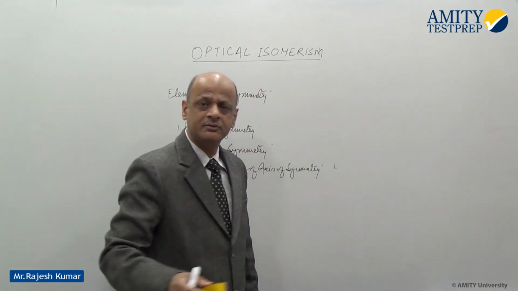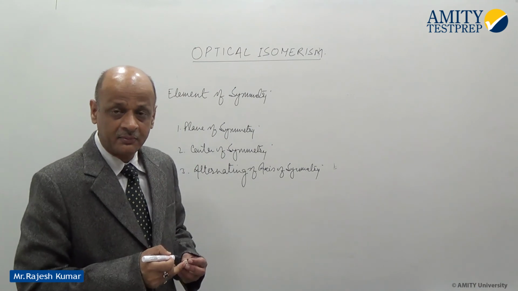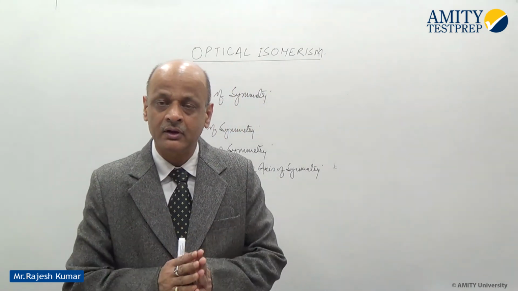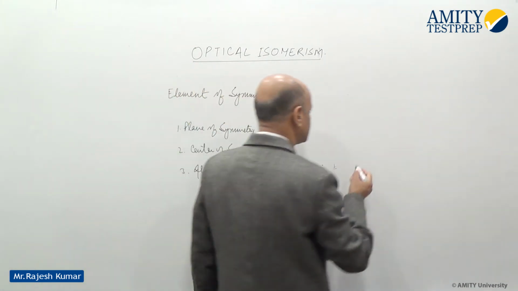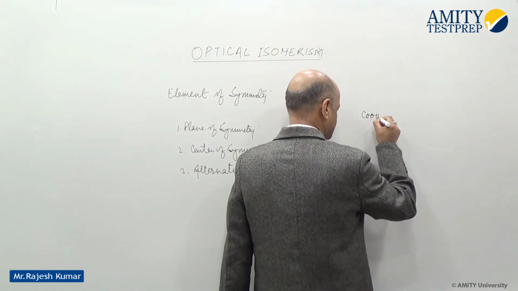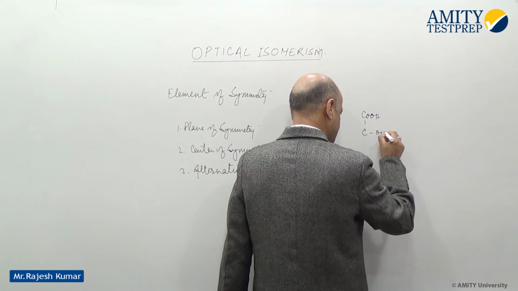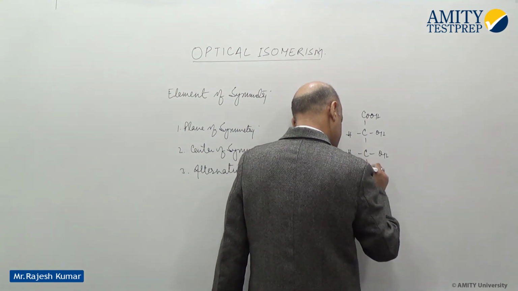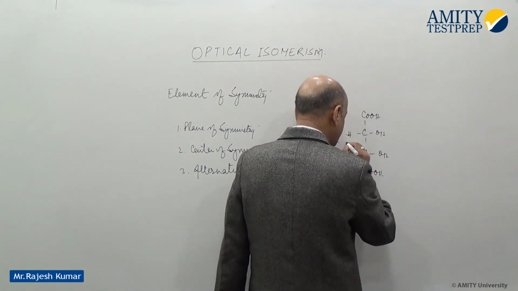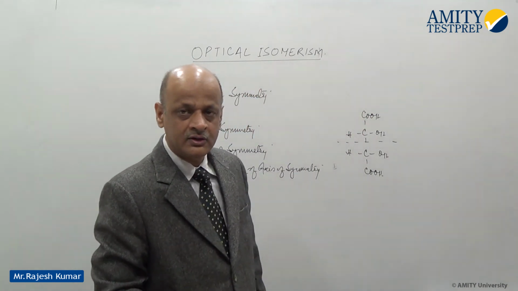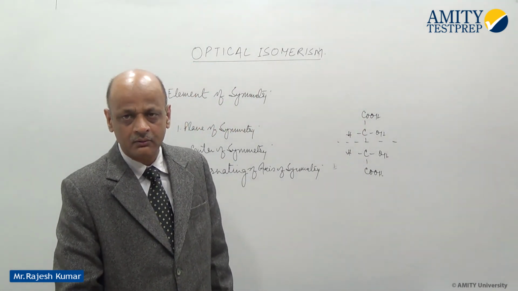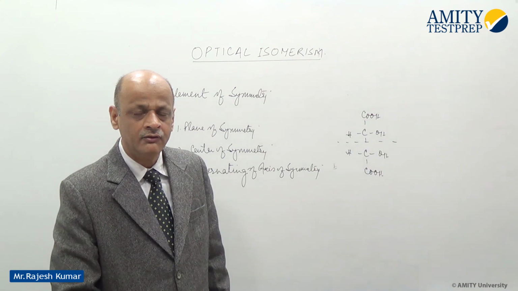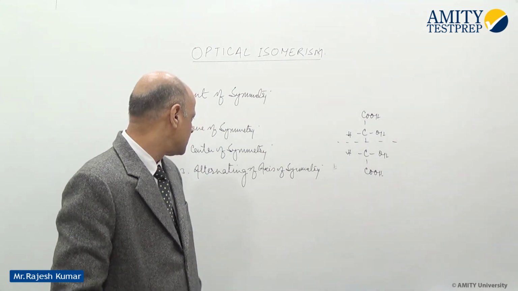These are the elements of symmetry. First, plane of symmetry. When a molecule can be divided into two equal halves through a plane, it is called a plane of symmetry. Take one example, tartaric acid. This molecule can be divided into two equal halves from the middle. This is called the plane of symmetry. So the plane through which a molecule can be divided into two equal halves is called the plane of symmetry.